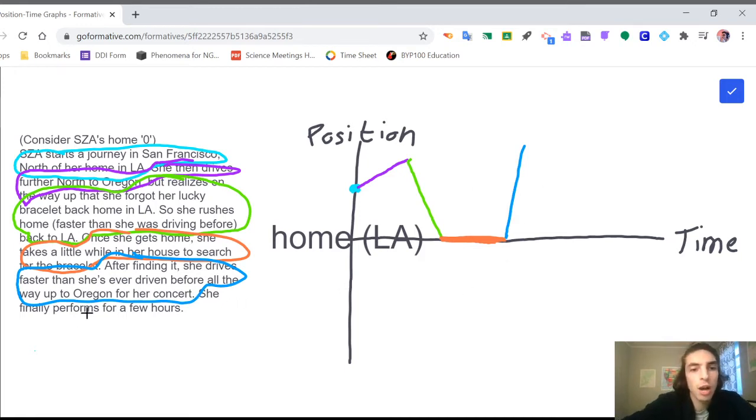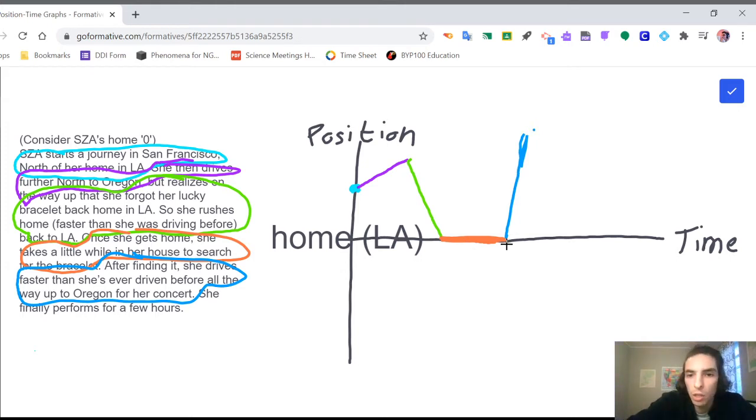And since she's driving all the way north to Oregon, then I need to have this final position a little farther north than even she got in this part of her journey, because in this purple line part, she was driving north, but then before she actually reached Oregon up here, she had to turn around, search for a bracelet, and get all the way back up north.